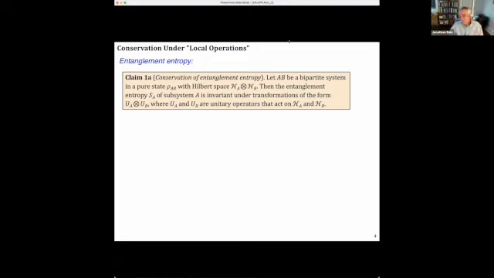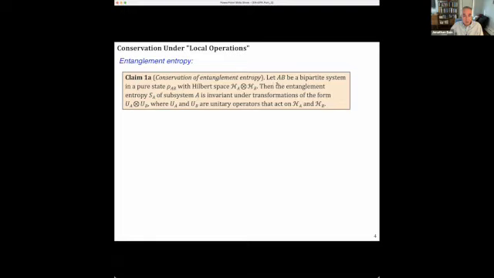In fact, this was one initial observation made by Maldacena and Susskind in their original article, right? And this is an attempt to make that observation more rigorous, as I understand it. So the conservation under local operations with respect to entanglement entropy is fairly straightforward. So let's call this conservation of entanglement entropy, claim 1A.